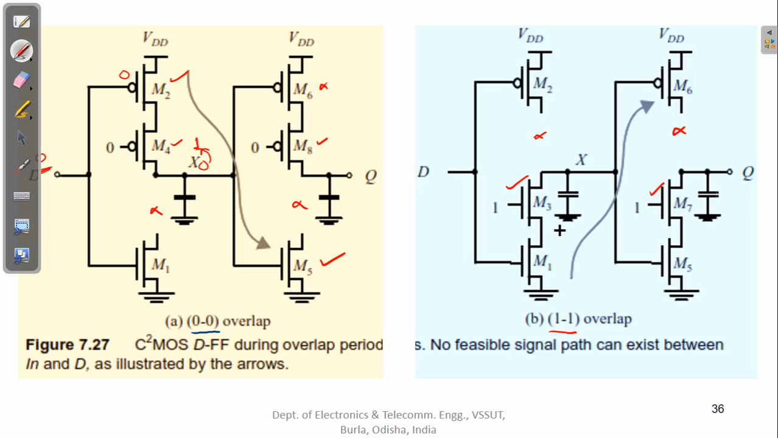So what happens here is that suppose if D is 0, that will make this off, and X is not affected. And if D is 1, that will make this on, and this path is available to X, and X will go to 0. If it was 1, it will go to 0. If it was 0, it will remain at 0. So now X may change to a low value depending on the value of D if D is equal to 1.